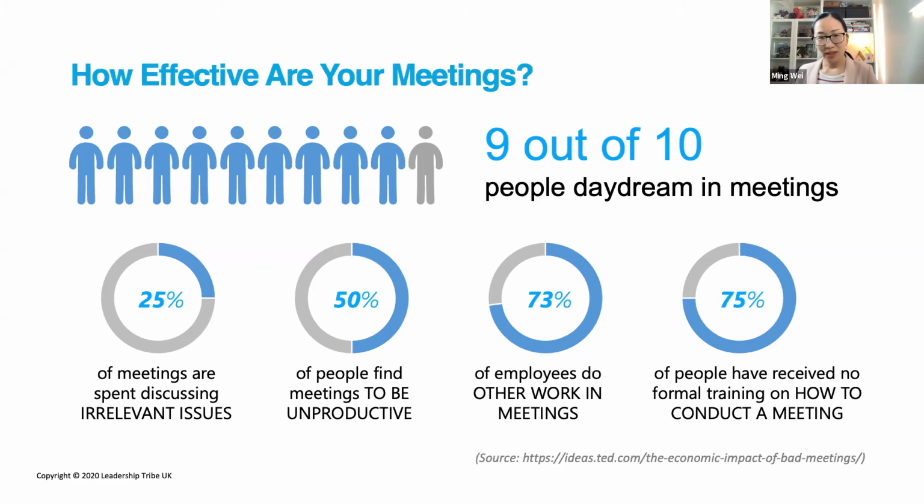So what does that tell us? How effective are our meetings? And if you look down, there are some further stats in terms of meetings. So let's have a quick go through them. The first one says 25% of meetings are spent discussing irrelevant issues. Irrelevant issues. It's quite funny because when I look at this data, I immediately recalled an example. And this is a real life example.